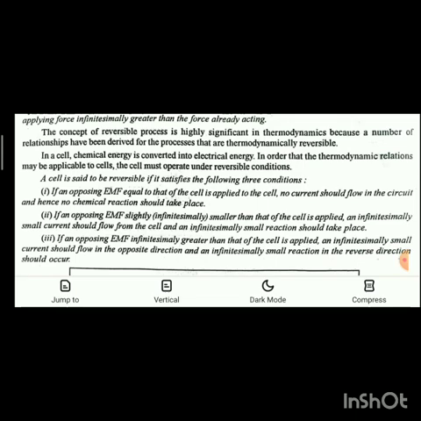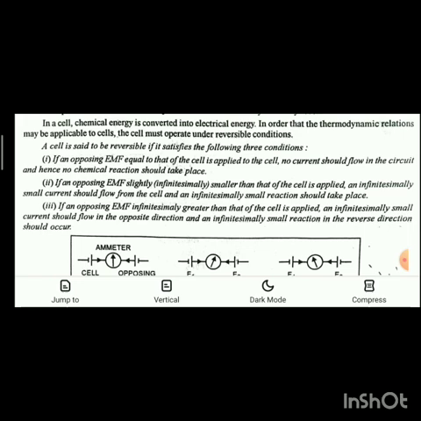A cell is said to be reversible if it satisfies the following three conditions. If an opposing EMF equal to that of the cell is applied to the cell, no current should flow in the circuit and hence no chemical reaction should take place. If an opposing EMF slightly smaller than that of the cell is applied, an infinitesimally small current should flow from the cell and an infinitesimally small reaction should take place. If an opposing EMF infinitesimally greater than that of the cell is applied, an infinitesimally small current should flow in the opposite direction and an infinitesimally small reaction in the reverse direction should occur. If the above conditions are not satisfied, the cell is said to be irreversible.